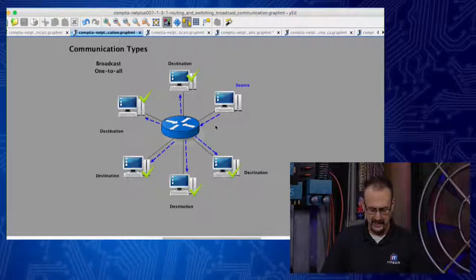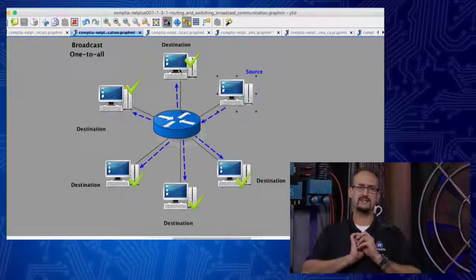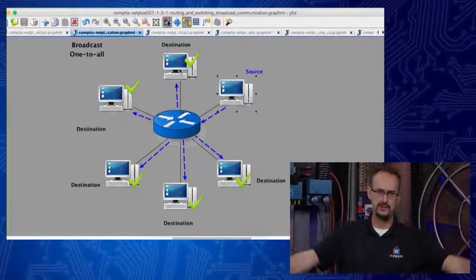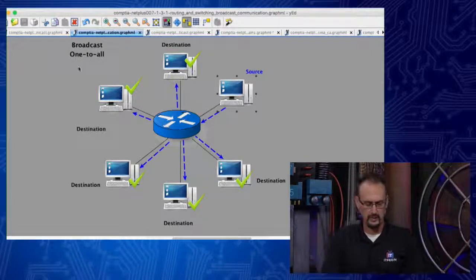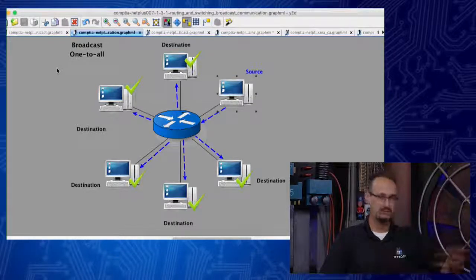So notice that the source of the communication here sends a broadcast into the connectivity device, and then that connectivity device turns around and literally sends it out all of its ports. So that is important to remember, that broadcast communication is one-to-all. So we have unicast, a one-to-one communication, and we have a broadcast being the opposite of that, a one-to-everybody, one-to-all communication.